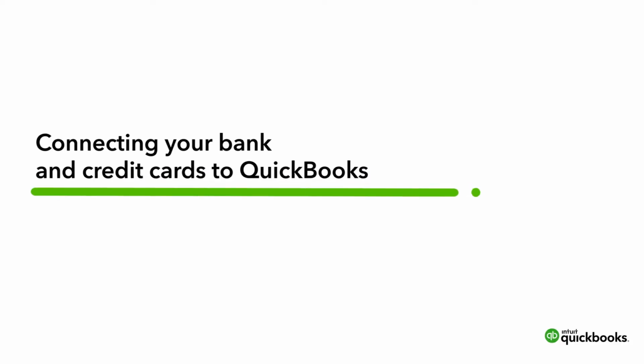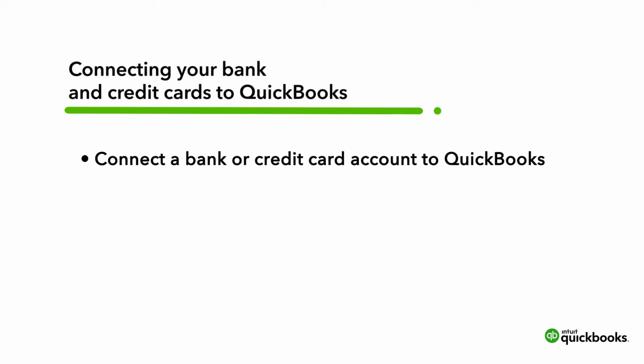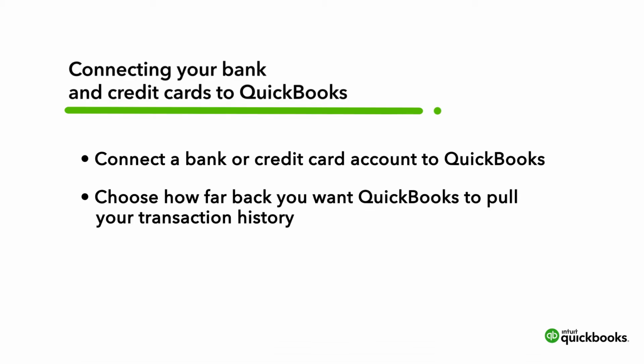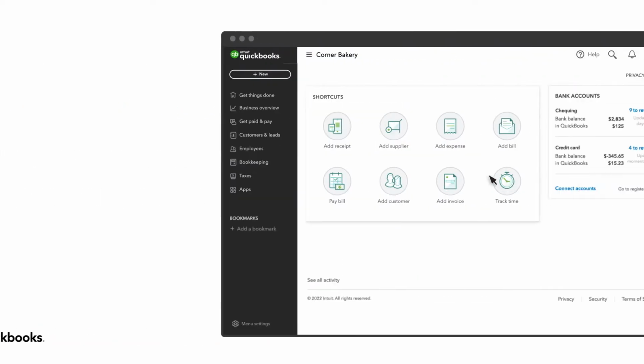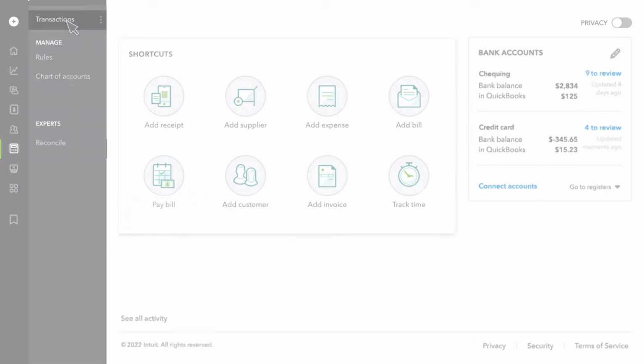Connecting your bank and credit card accounts to QuickBooks is the fastest way to accurately record your company's financial transactions. Let's go over how to connect a bank or credit card account to QuickBooks and choose how far back you want QuickBooks to pull your transaction history. To get started, go to the Banking tab from the Banking menu.